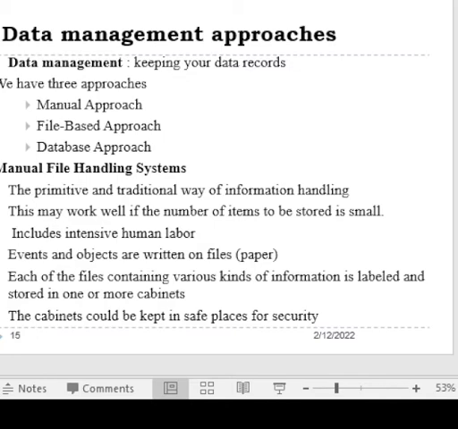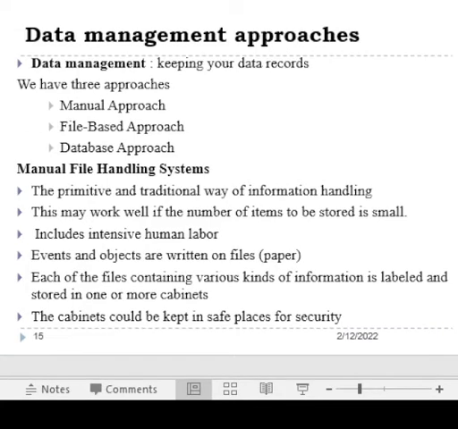When we come to the term data management approach, when we come to data management, keeping your data record, we have three approaches. The first one is the manual based approach. The second one is the file based approach. The third one is the database approach. When we say manual based, it is the most primitive and a traditional way of information handling.